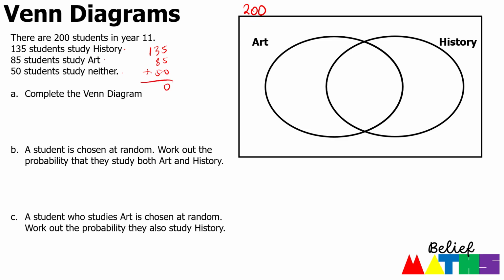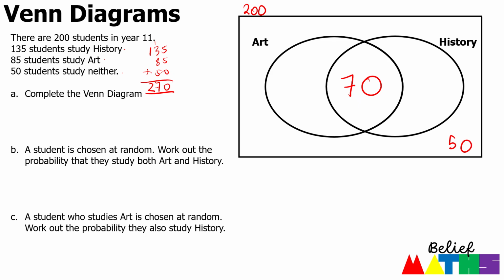I get 0, carry my 1, that's 11, 12, that's 7, carry 1, that's 270. But I've said there's only 200 students. But we expected that because those extra students, those 70, are the students that appear in the middle. So any excess you have above the total, if you have history, art, and neither, goes in the middle. We know 50 is neither, so they can go on the outside. And then it's just figuring out these art and history.